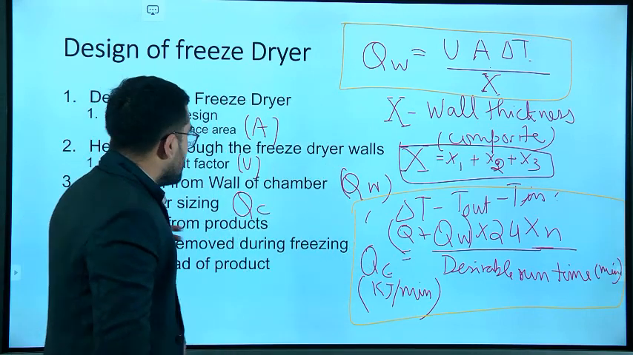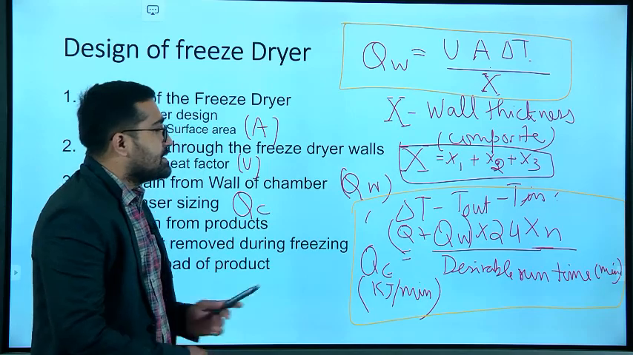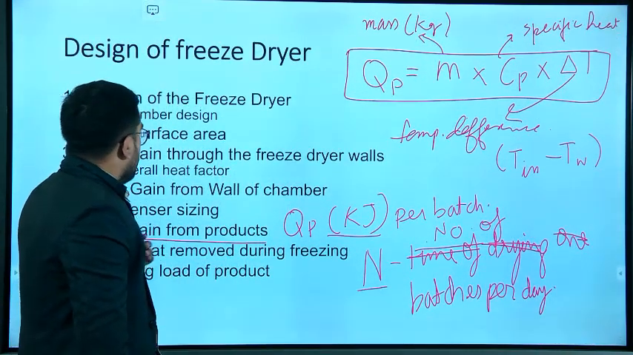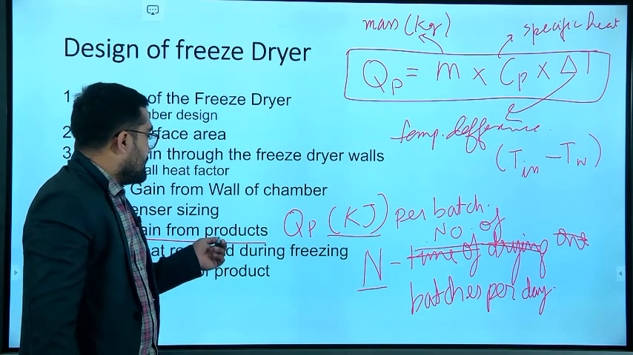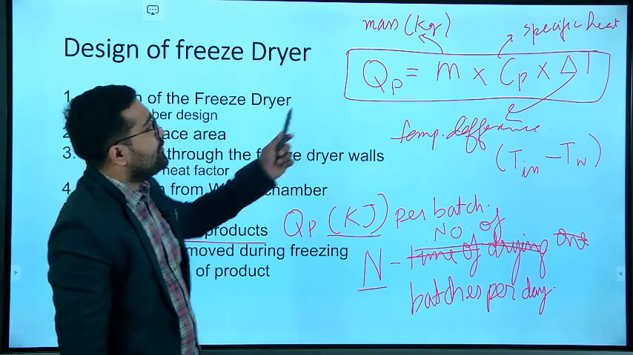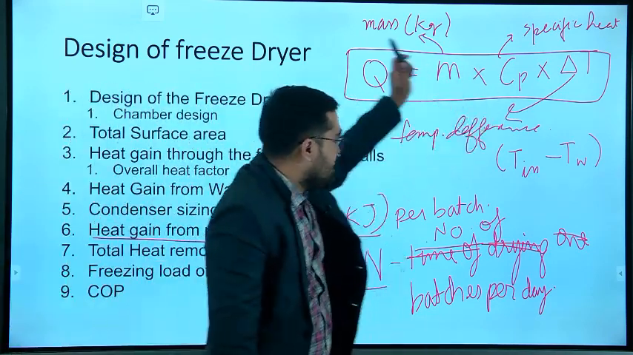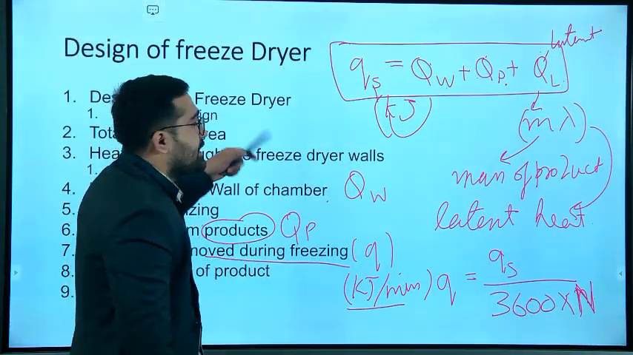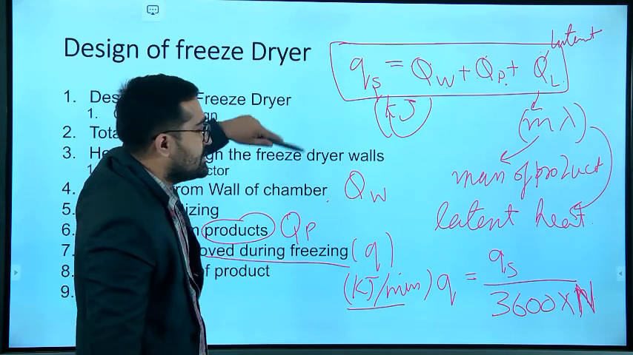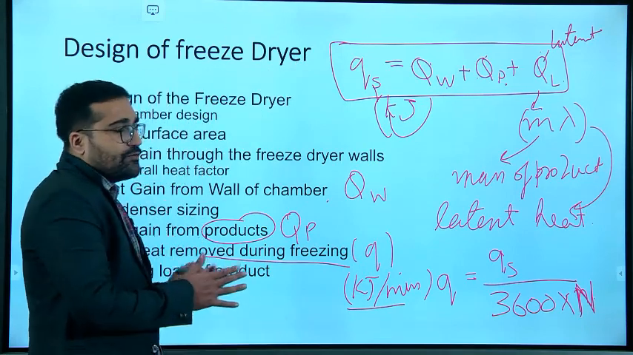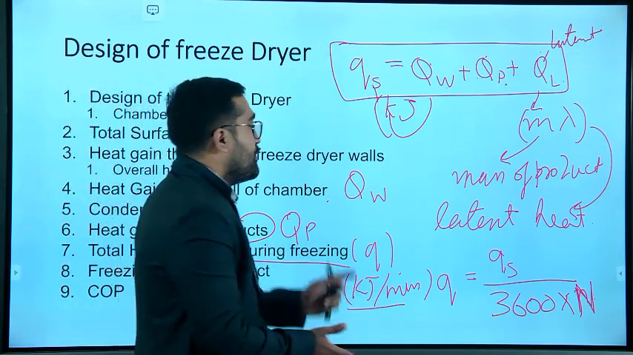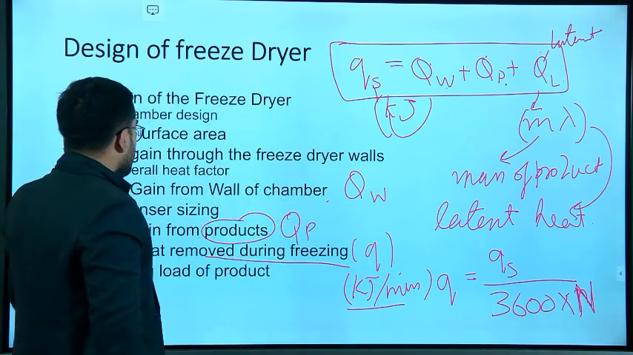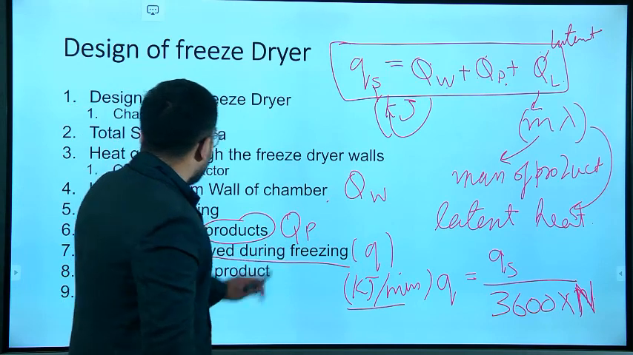And after that, we find out the QC. QC is nothing but the condenser sizing. What should be the size of the condenser? Then after condenser size, we find out the heat gain from the product. The formula for that is m Cp delta T, heat gain from the product. Then here, in heat gain of the product, we also saw the number of batches we are performing in a day, and then from those things we find out the total heat removed from the freeze drying.